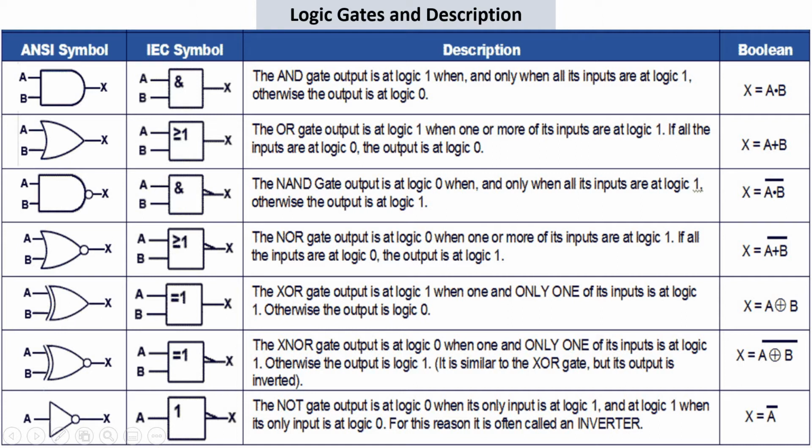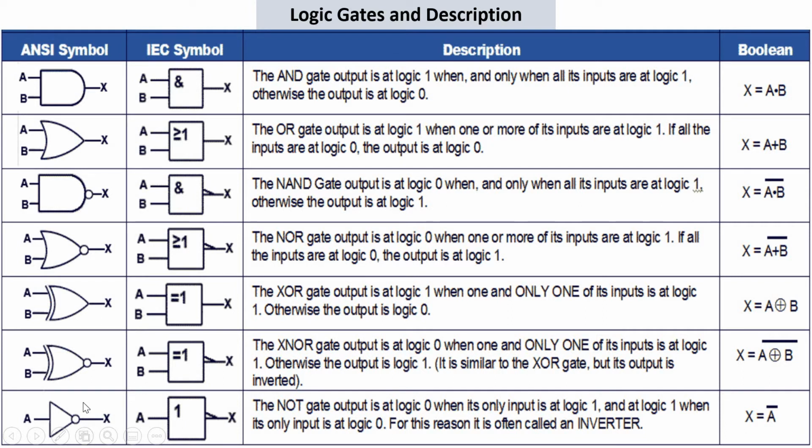The XOR gate will produce logic 1 as output when inputs are different. The expression for the XOR gate is X is equal to A plus circle B. This can be written as A B bar plus A bar B. And we have the XNOR gate. The XNOR gate is exactly the reverse of the XOR gate. When the inputs are different, the output will be 0, and for the same inputs the output will become 1. So the expression is X is equal to A plus circle B whole bar.